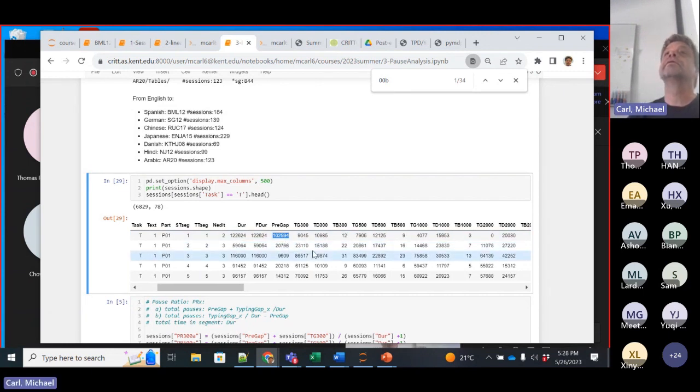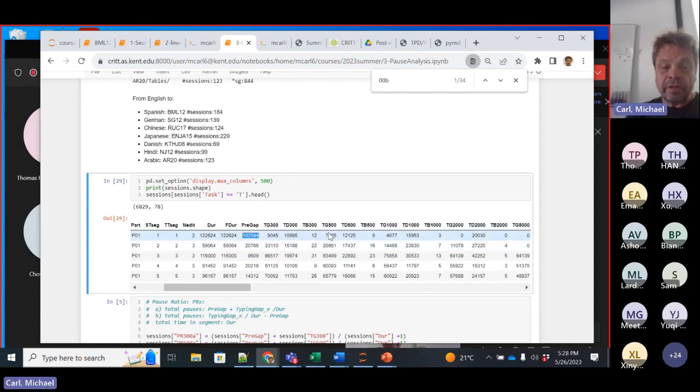Is that clear? Yes? Okay, good. So the same is the case here with the 500 numbers. We have 12 bursts when we assume a 300 millisecond pause. We have 9 bursts if we assume 500 milliseconds.